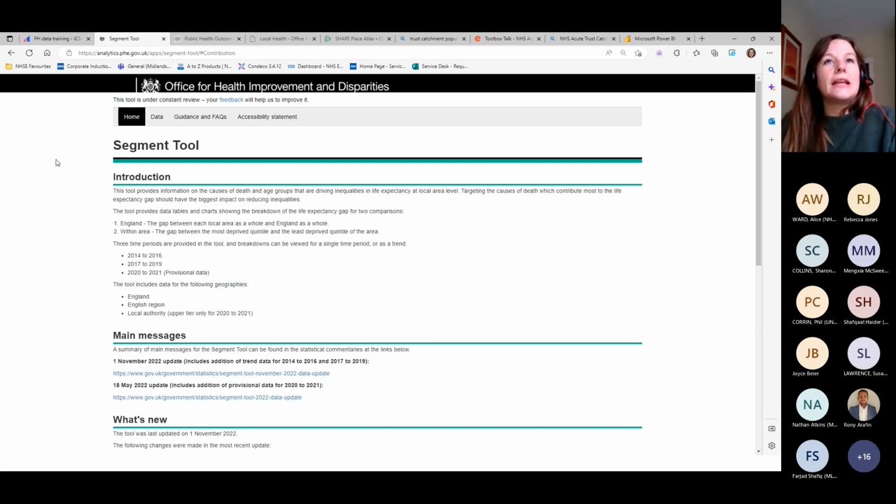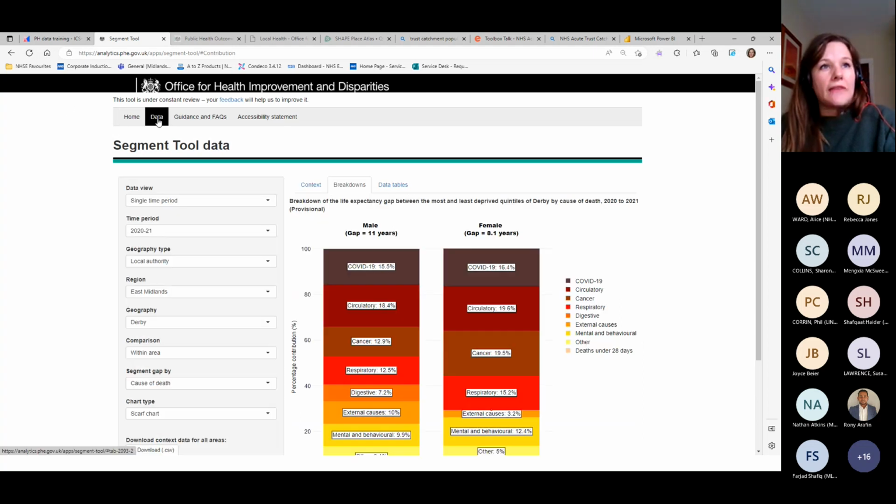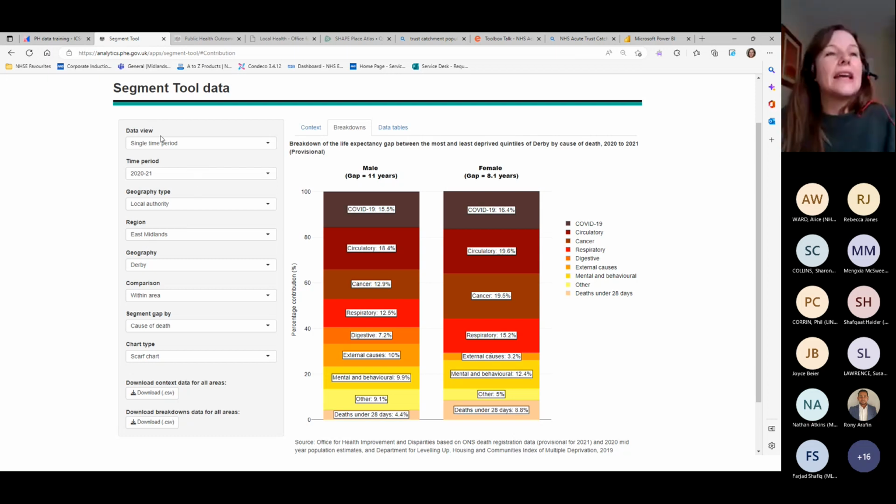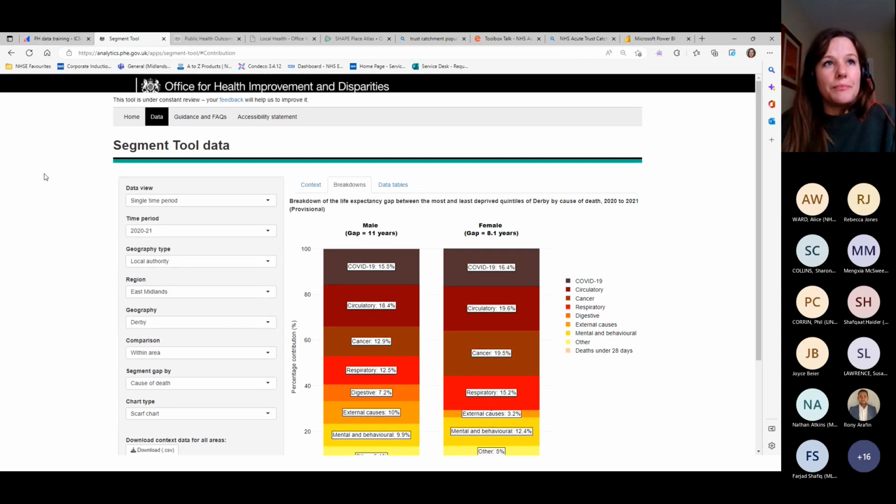Can everybody see that? Okay, so this is the landing page for the segment tool, and we want to have a look at the data. We click on this, and as you can see, there are various options and drop downs on the side here. We can look at a single time period, or we can look at trends. We can look at the most recent year, or pre-COVID years. The geographies available are England, regional and local authority. I've chosen to look within the East Midlands and at Derby, and I want to make a within area comparison.